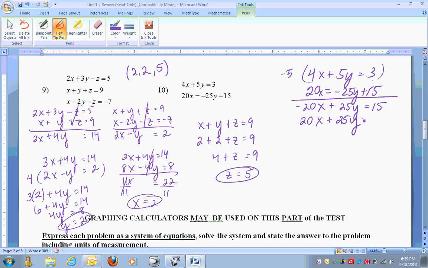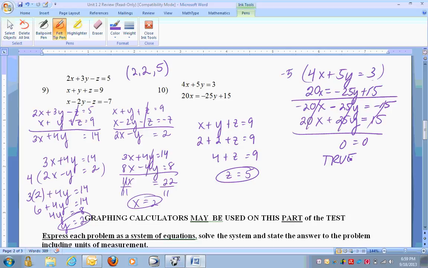Or sorry, equals 15. So now, oh, I'm sorry, when I multiplied the top equation by -5, that should have become -25 there, and this should have become -15. Okay, so what happens is you get zero pairs. So 0 equals 0, which is a true statement.